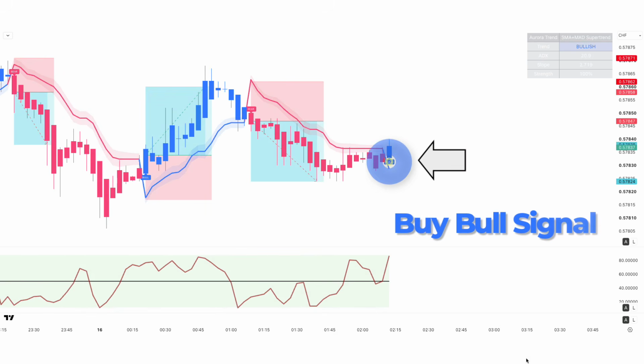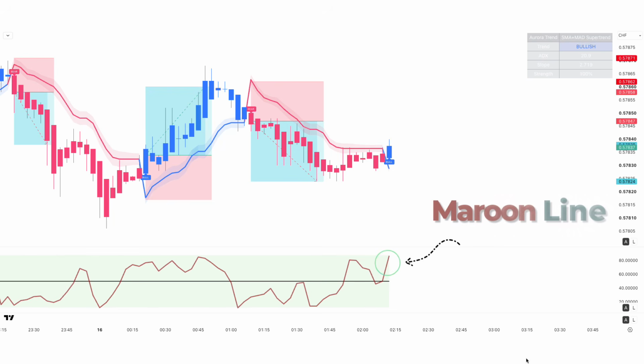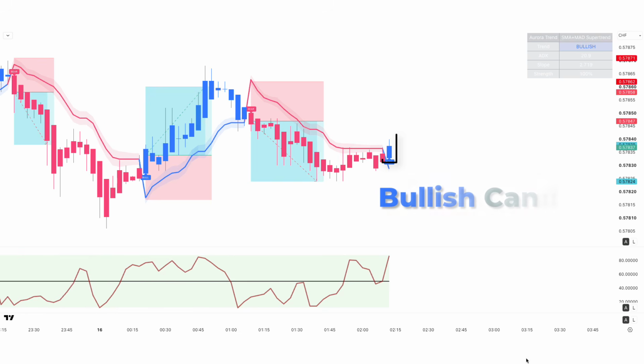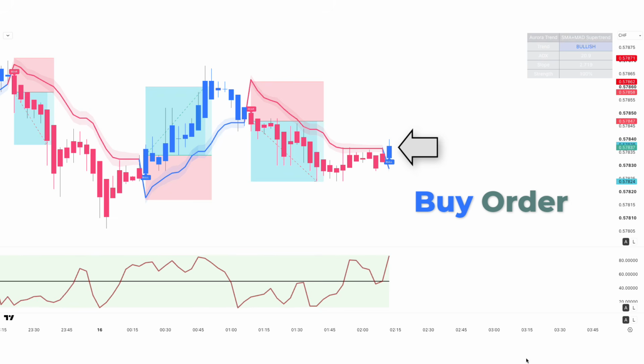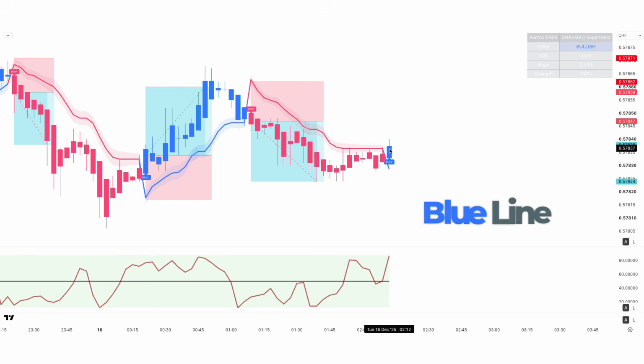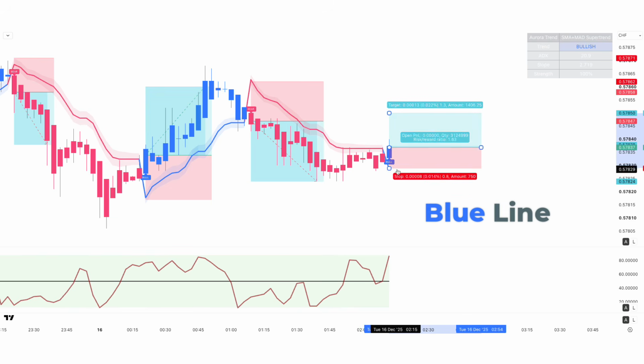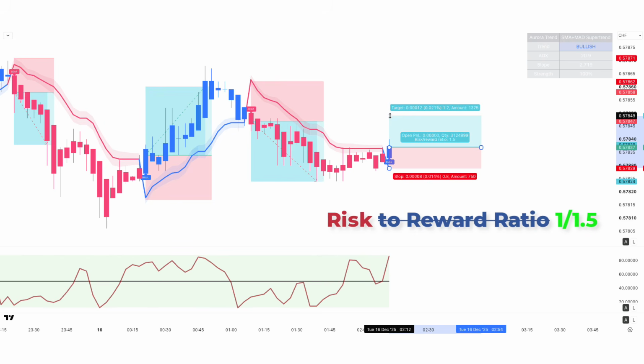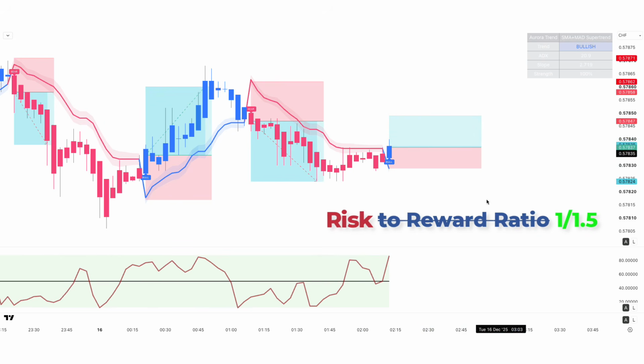Here, the SMA MAD trend arrow up is a buy signal. Here, the maroon line of Vervoort smoothed is above the zero line. Here, the market has made a bullish candle to give confirmation. So all our conditions are being fulfilled, so we are placing an order to buy. Our stop loss is to be placed at the blue line, and the risk to reward ratio will be 1:1.5.